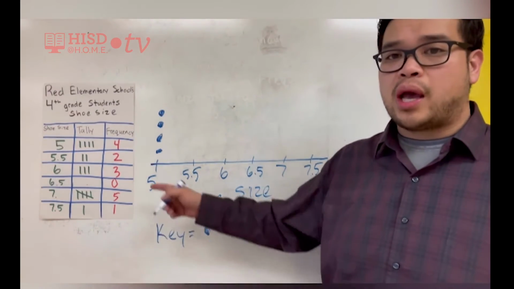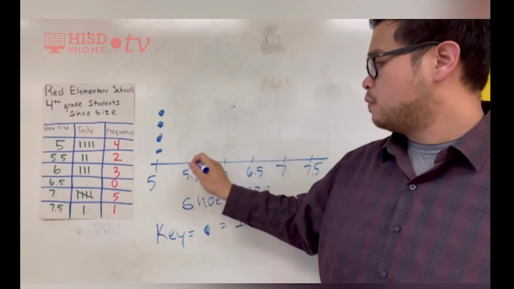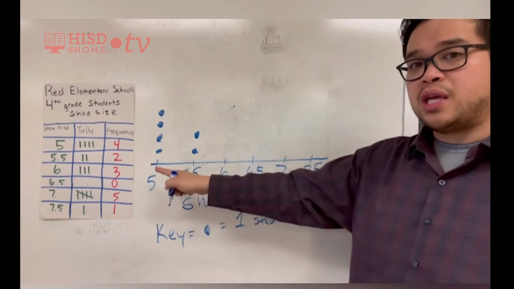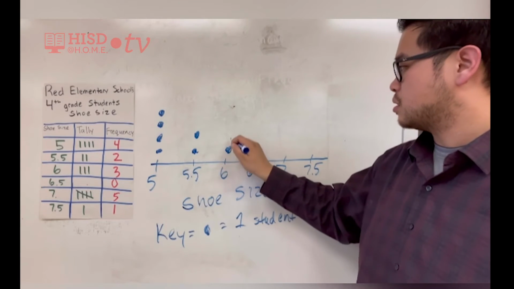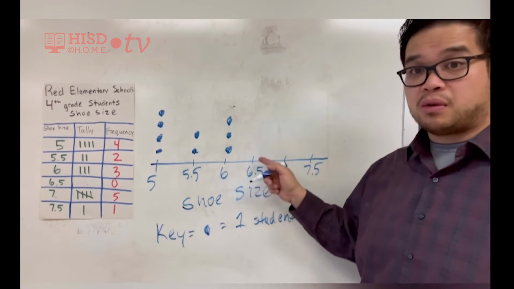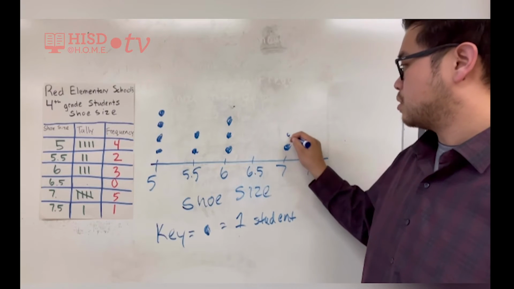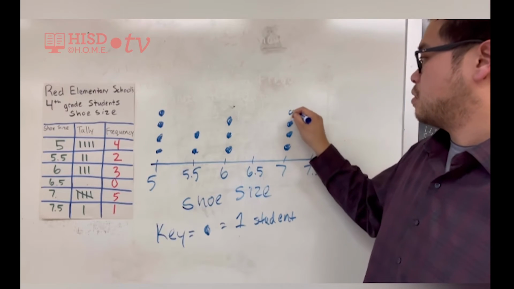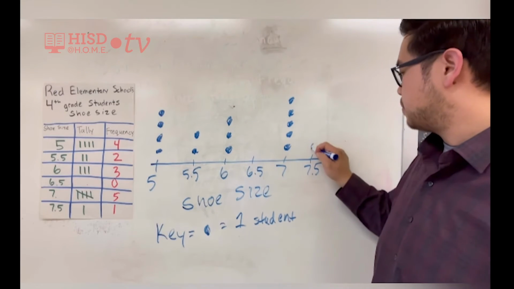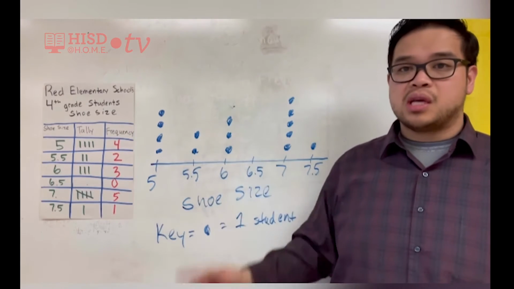Let's continue adding our frequency numbers to our number line. 2 for 5.5, 3 for 6. 6.5 had 0, so I'm going to put nothing here. 7 was 5: 1, 2, 3, 4, 5. 7.5 was 1. So what I have here now is my dot plot.